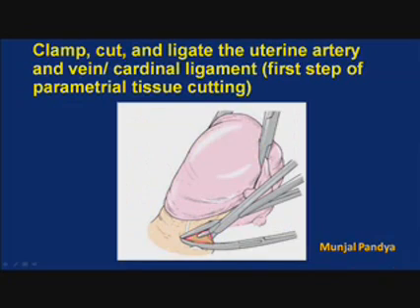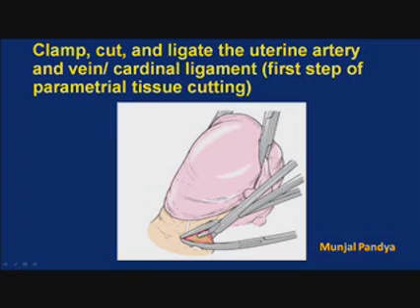Next step, clamping, cutting and ligation of the uterine artery and the vasculature along with the cardinal ligament. This procedure is very important to keep the ureter away from the uterine cervix, especially when there is inflammation or endometriotic adhesions near the uterosacral ligament. Skeletonization of the uterine artery is to be done gently.